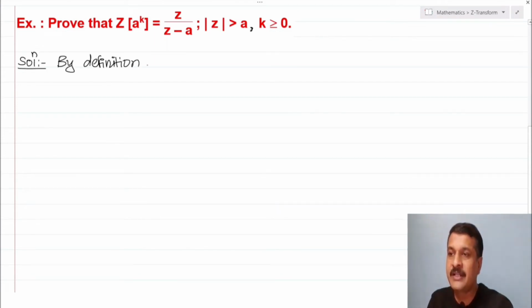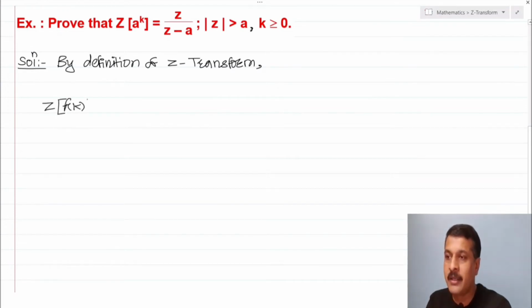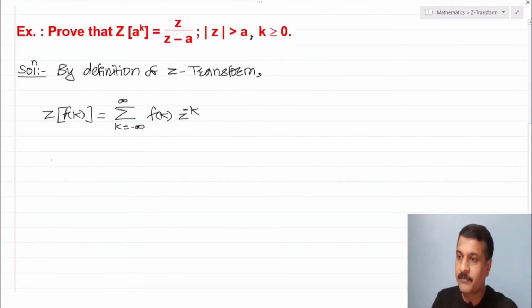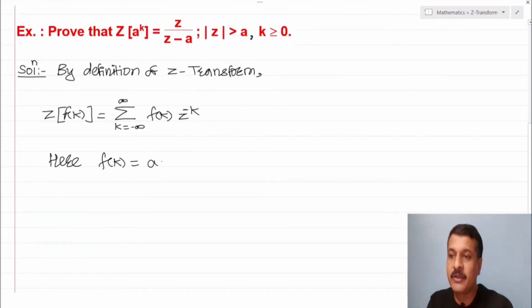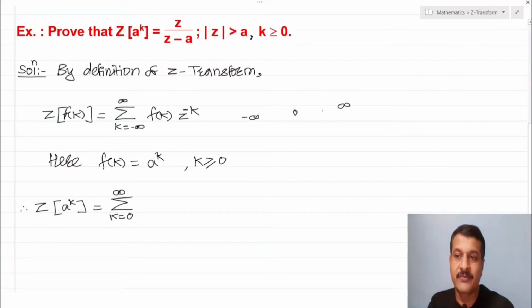By definition, the Z transform of any sequence is equal to the summation k varies from minus infinity to infinity of f of k into z raised to minus k. Therefore here f of k equals a raised to k, where k is greater than or equal to 0. So the Z transform of a raised to k is the summation k varies from 0 to infinity, because here k is greater than or equal to 0 only. It means that if we consider minus infinity, 0 and infinity, it is defined for 0 to infinity. F of k means here a raised to k and z raised to minus k.